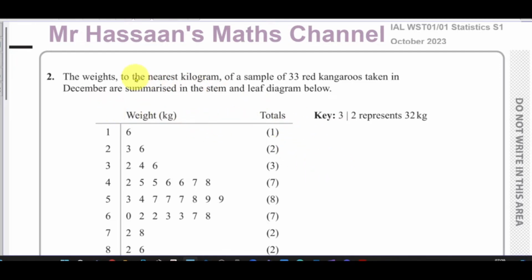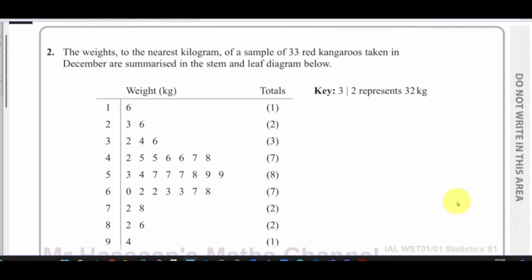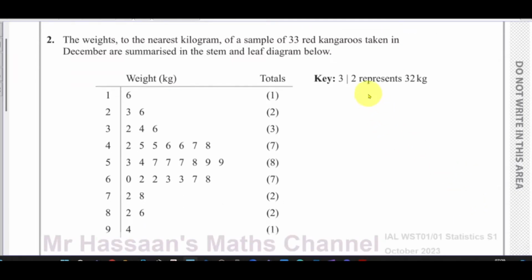So this is actually data which is continuous, but because it's been rounded to the nearest kilogram, it's like we have these discrete values, okay? So it says here, we have the stem and leaf diagram, which has a key, must have a key. A key tells you exactly what each of these represent. So 3|2, 3 represents the stem, 2 represents the leaf. Now it looks like here, it represents 32 kilograms.